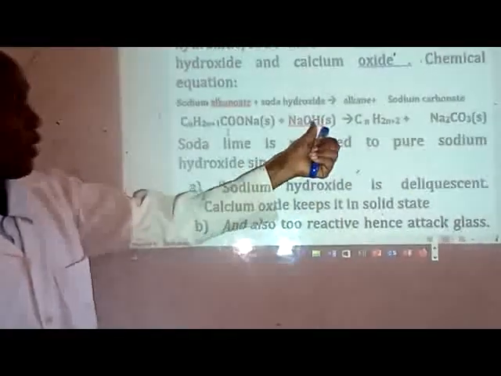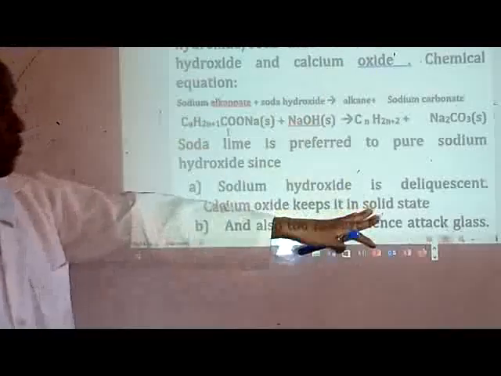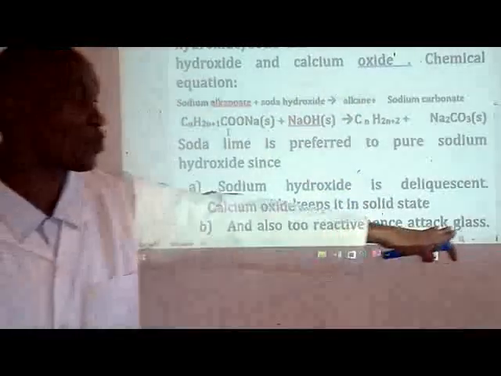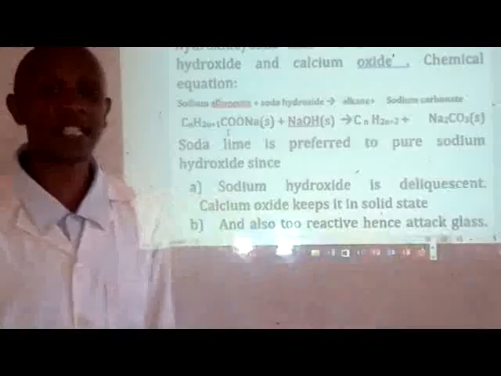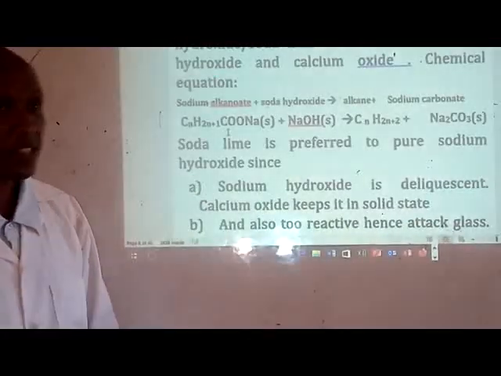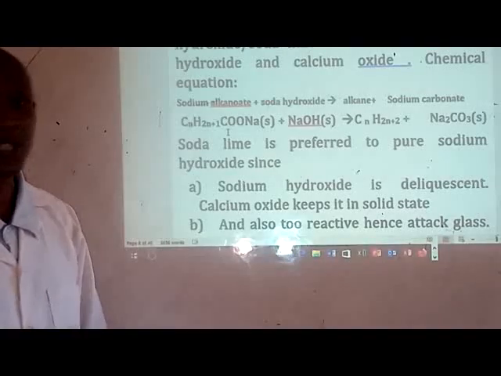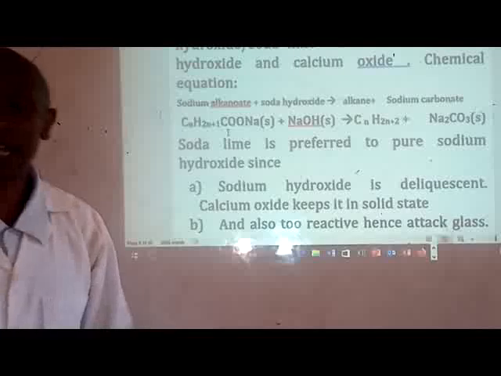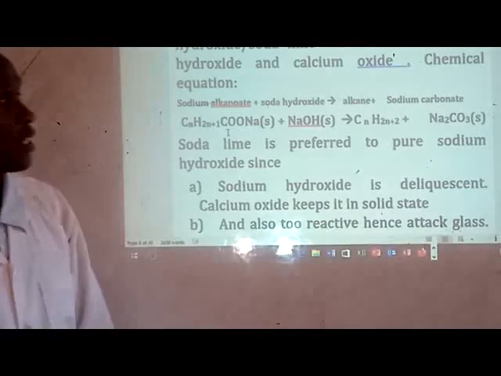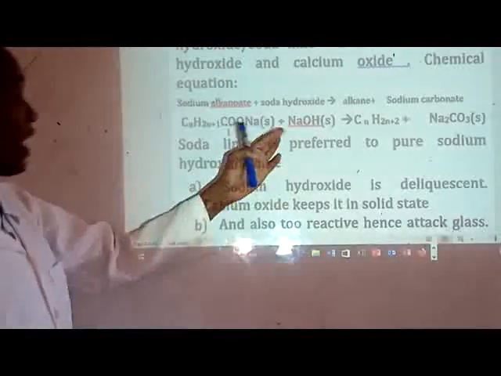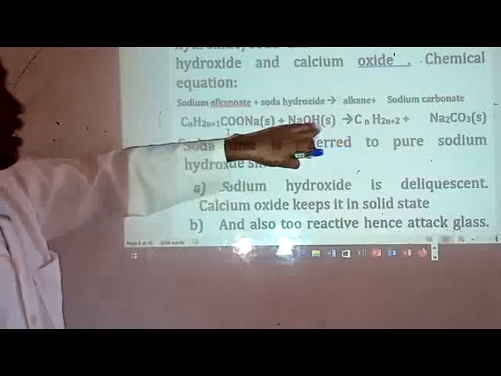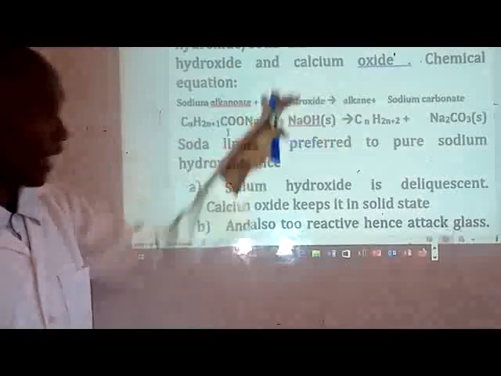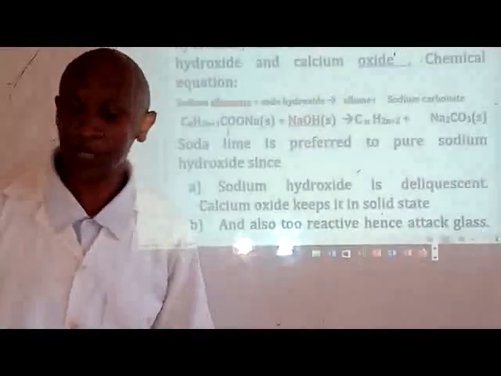The other reason why you need to add calcium oxide to sodium hydroxide is because sodium hydroxide is too reactive. It attacks glass. It reacts with glass. So you need to dilute it. So the mix of sodium hydroxide and calcium oxide is what we refer to as soda lime. So if you ask for the reagent for this reaction, it is not really sodium hydroxide. It is soda lime. But the active substance is the sodium hydroxide.